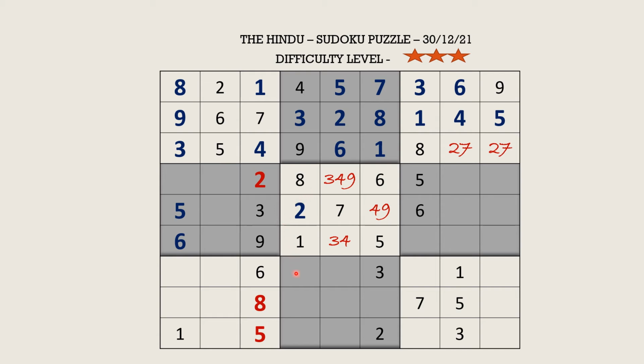Now in this column there are only 3 empty cells, and the missing numbers are 5, 6 and 7. There is a 5 and 7 blocking here, so this cell takes 6. Balance are 5 and 7. Now 5 is blocking here, so this cell takes 7 and this cell takes 5.